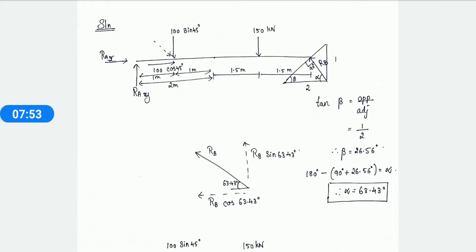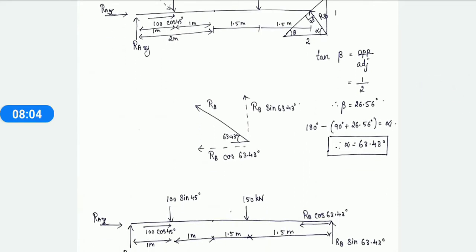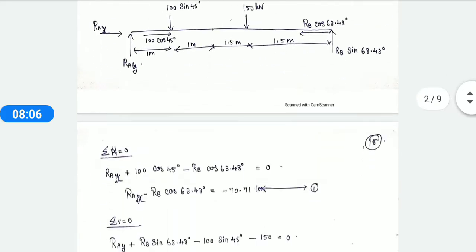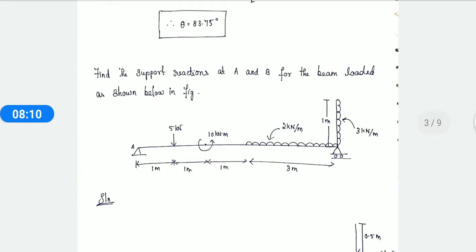The only thing you need to know is how to resolve the force horizontally and vertically even if it is inclined. This is what you have to know, and you have to know how to find the angle of action. So we'll see one more problem related to that with some other complexity.